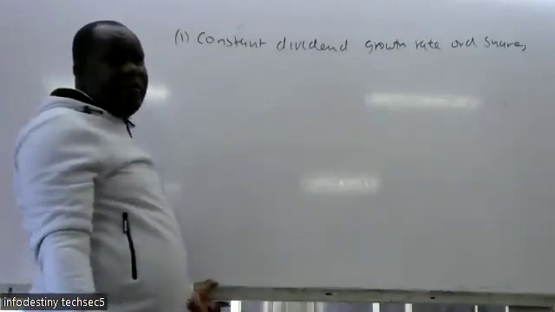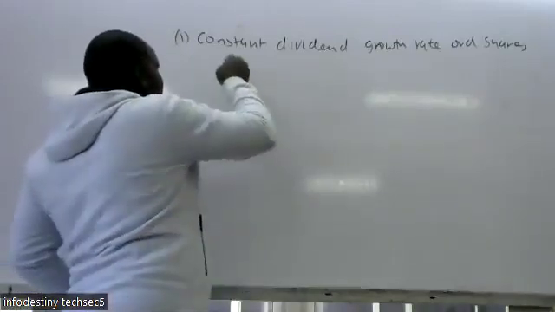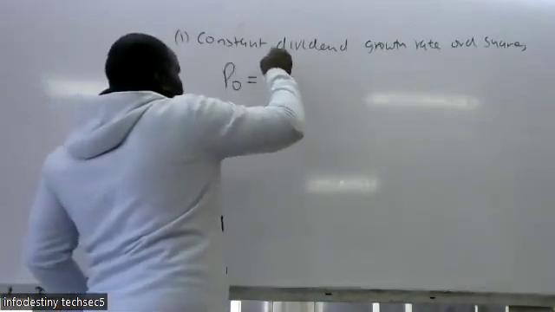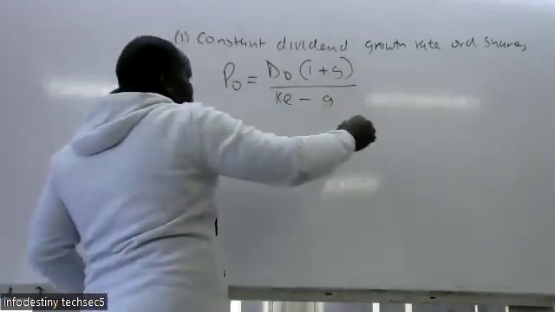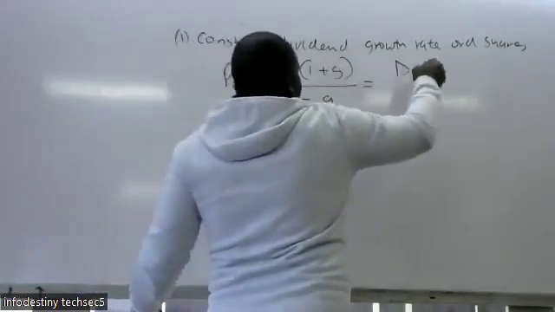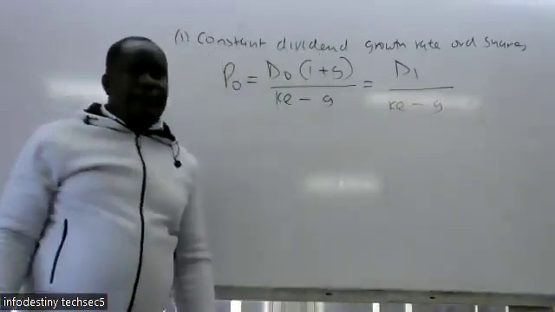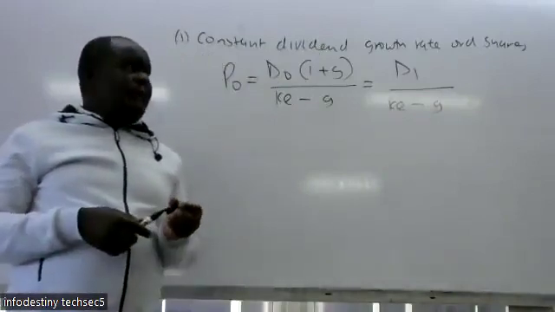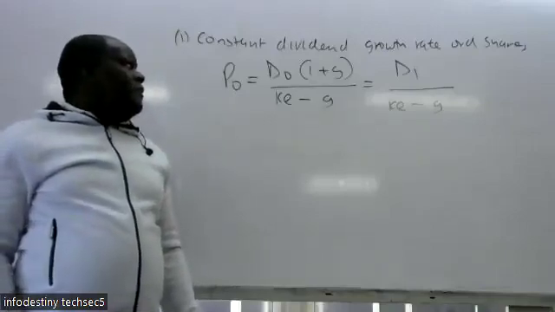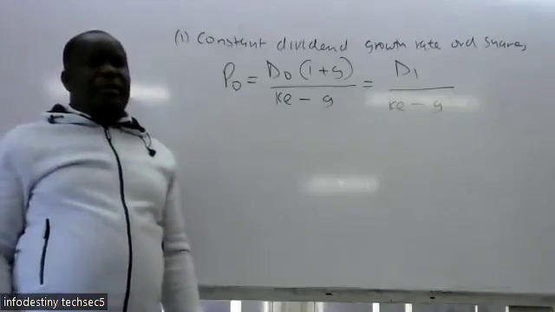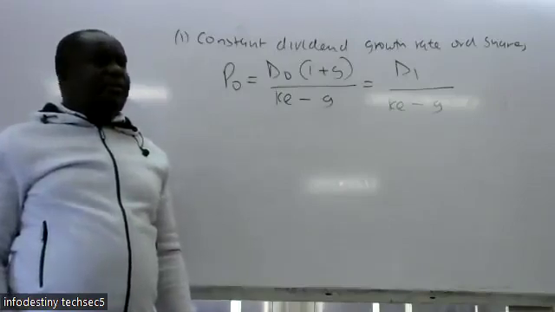We have done some of those details when we were getting the cost of the ordinary share. We now simply make P0 equal to D0(1 plus g) divided by Ke minus g, like that. So it is the same as D1 divided by Ke minus g. You remember P0 is the price of the share. D0 is the last dividend per share that was paid.